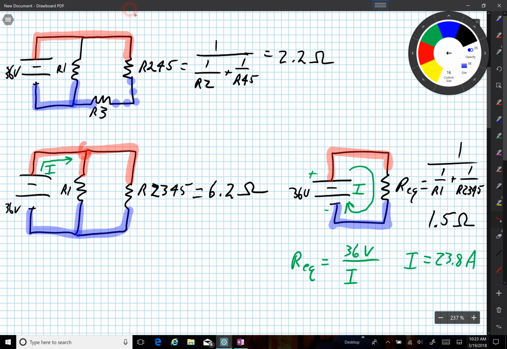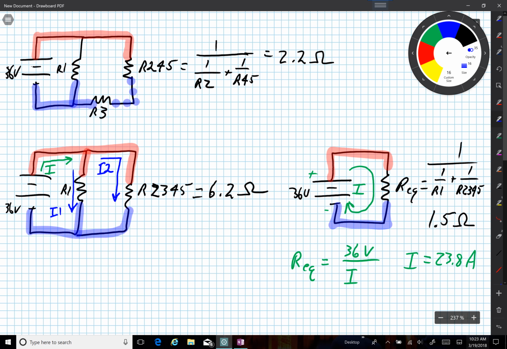But in this diagram, we have a junction right here. And that junction is going to cause my current to split. And as my current splits, I'm going to get some of it going this way, which we're going to call I1. And we're going to call this I2. All right? So here's a principle. This is called Kirchhoff's current law. Kirchhoff's current law says that the current flowing into a junction has to equal the sum of the currents flowing out of the junction.